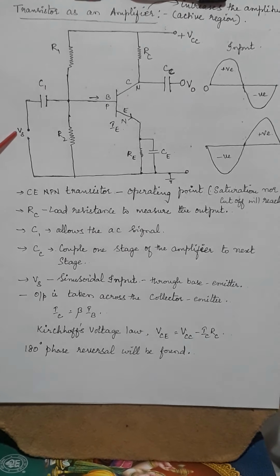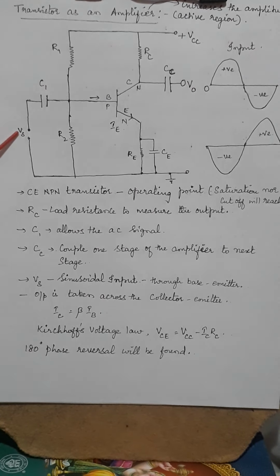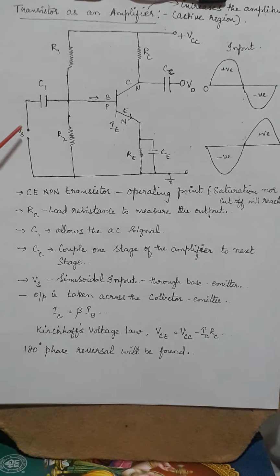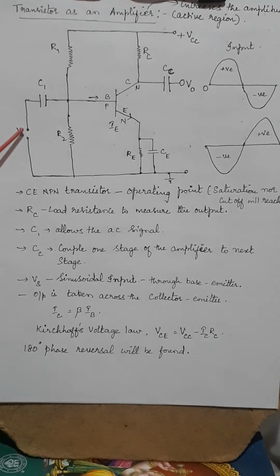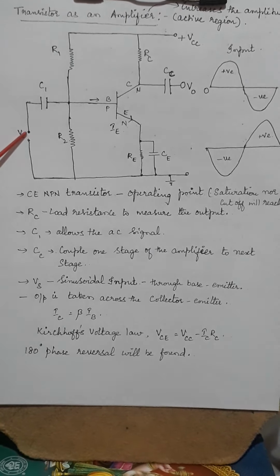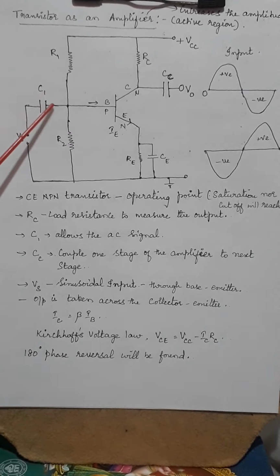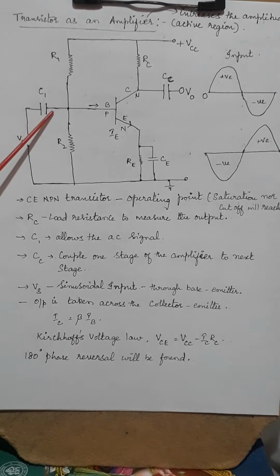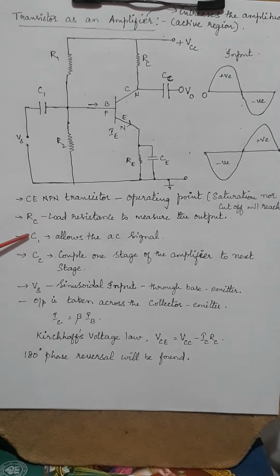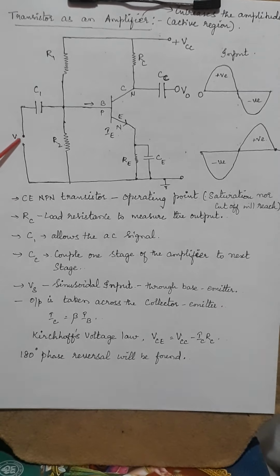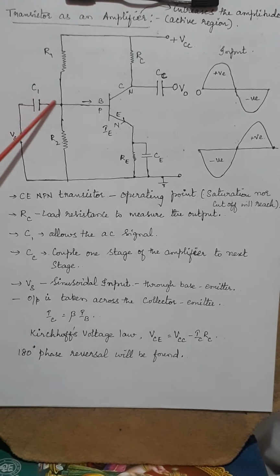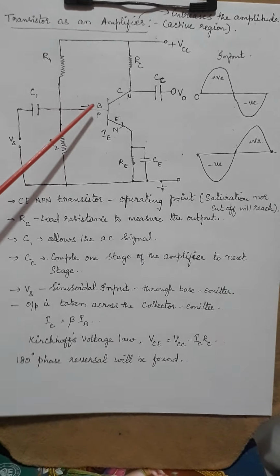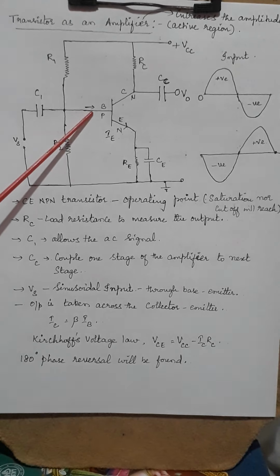Input is given through Vs, but you can give it as a voltage, not as a sound. It is converted into electrical signals, and those electrical signals are given through the capacitor. A capacitor is something that has charging and discharging. So this C1 capacitor will allow this AC signal to flow into the base. So here you have a base current. This IB is nothing but the base current.